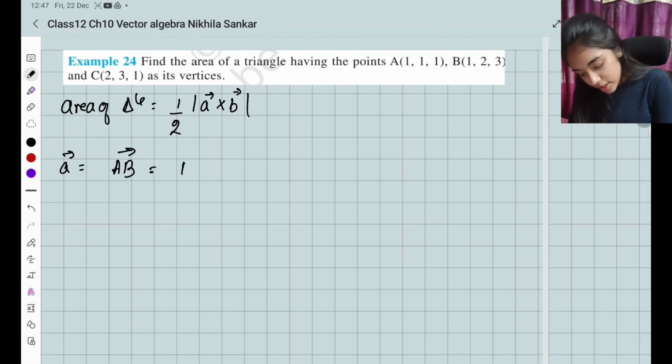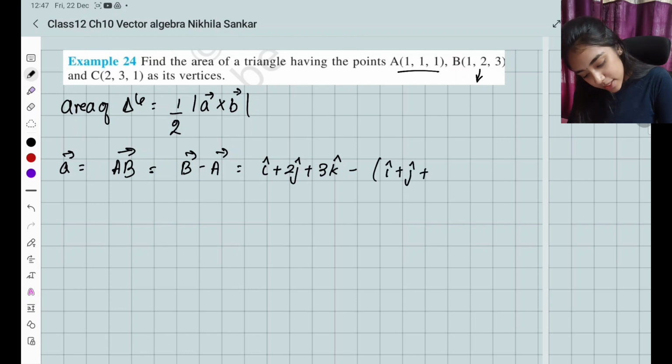Okay, I am going to find this. So this is going to be B minus A. When I substitute the values, what is the vector B? So I can write it as i cap plus 2j cap plus 3k cap minus vector A. So this I can write as i plus j plus k.